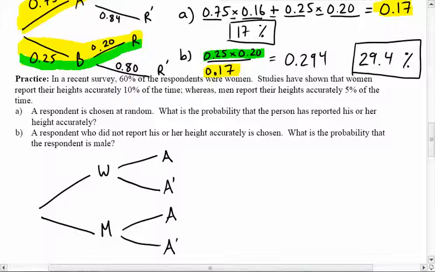And this is pretty much your hardest probability problem right here. Congratulations.